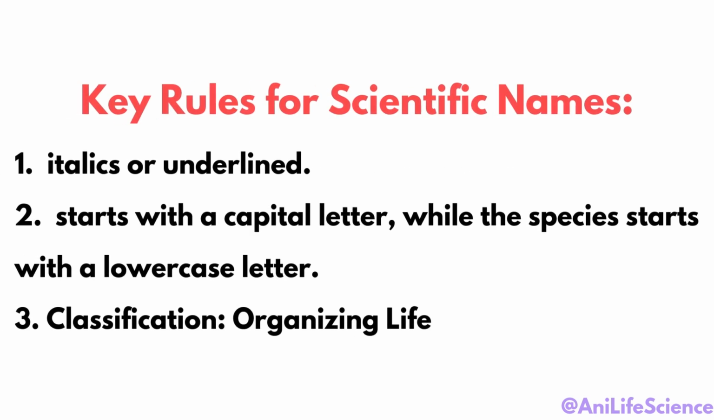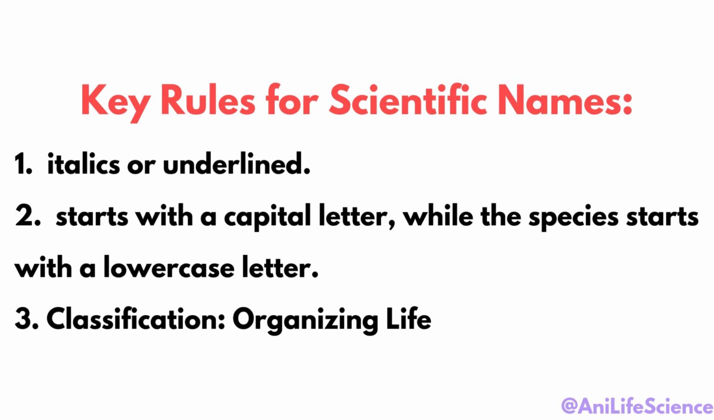Key rules for scientific names. Rule 1. Names are written in italics or underlined. Rule 2. The genus starts with a capital letter, while the species starts with a lowercase letter. This system ensures scientists worldwide use the same name for an organism, avoiding confusion. Rule 3. Classification, organizing life.